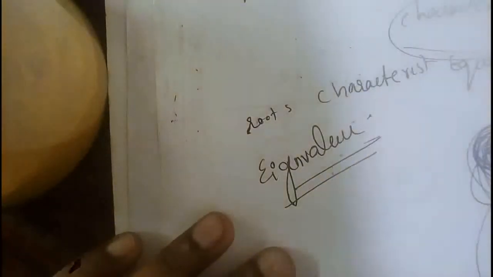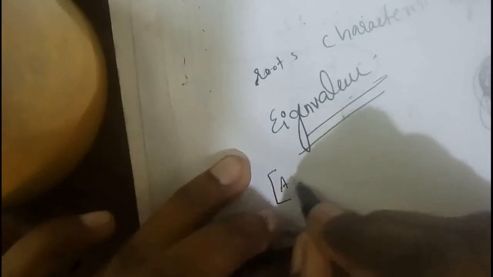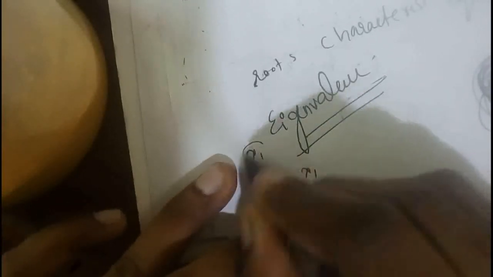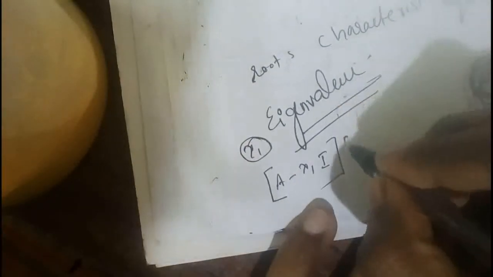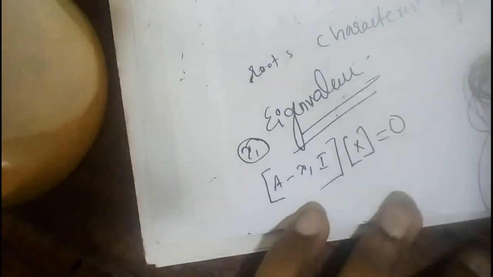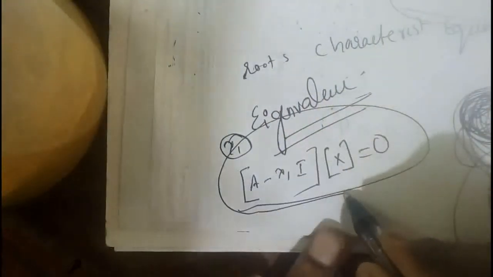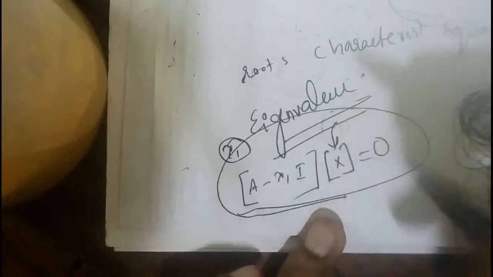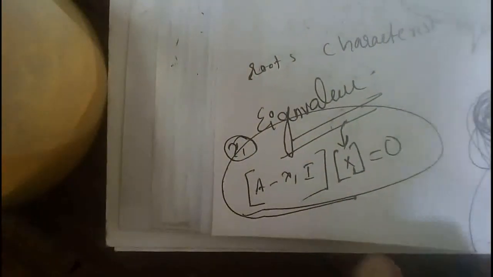For each eigenvalue, say lambda 1 is an eigenvalue, we form A minus lambda 1 I and x equals 0. Solving this equation, we get the x values. This x value is called the eigenvector.